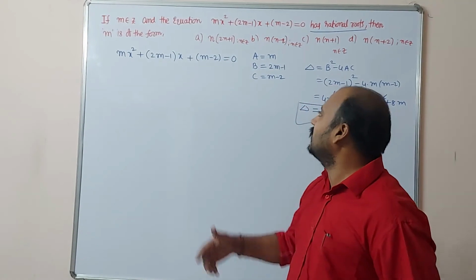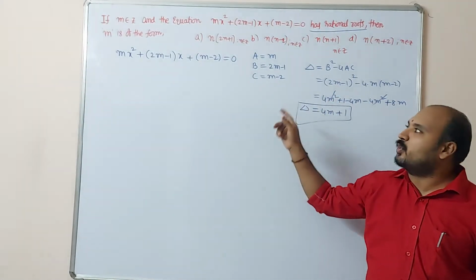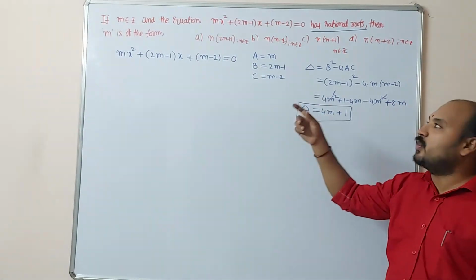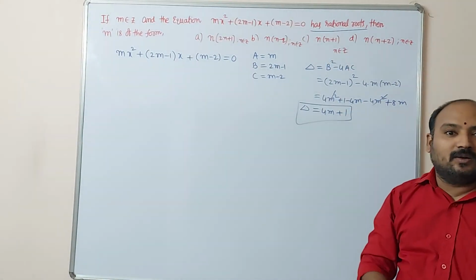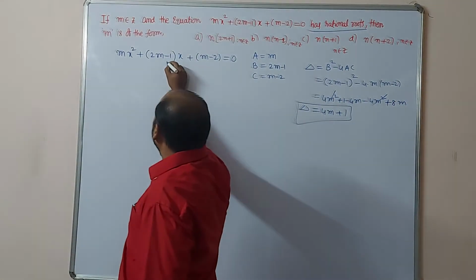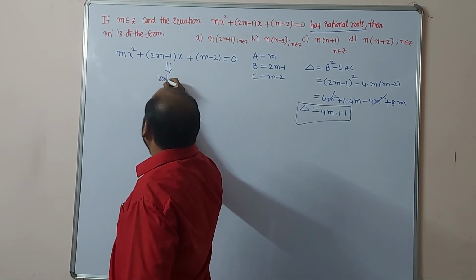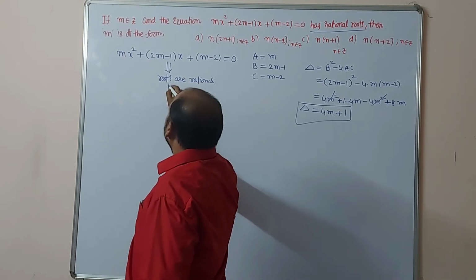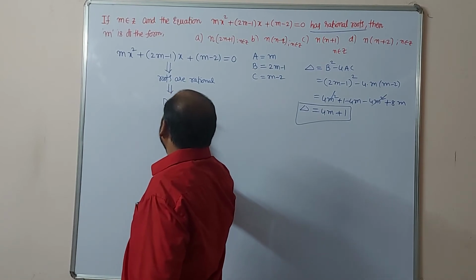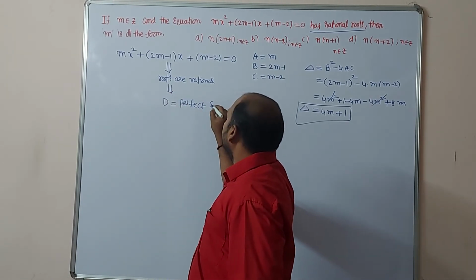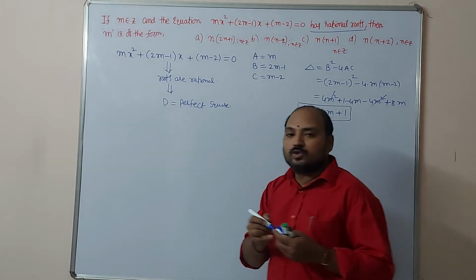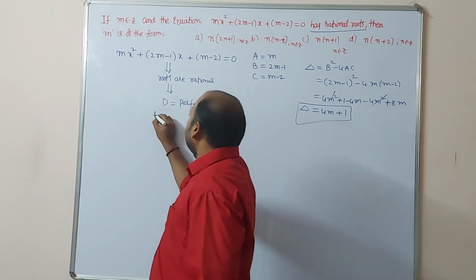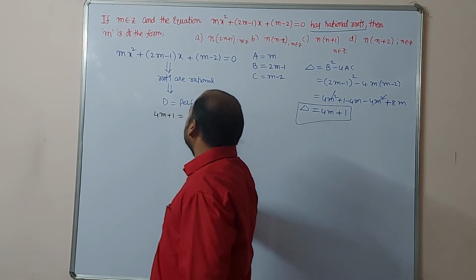So why sir you are calculating the discriminant of the quadratic equation? Whenever the given quadratic equation's roots are rational, when the roots are rational, the discriminant should be perfect square. So d should be perfect square. What is d? We got it here. 4m plus 1. Discriminant value 4m plus 1 is a perfect square.